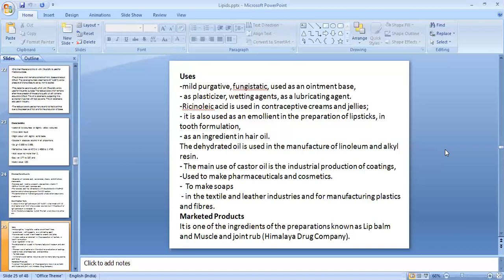And among the marketed products, it is one of the ingredients in the preparation of lip balm and muscle and joint rubs, especially in various preparations produced by Himalaya Drug Company. So that is about the pharmacognosy of castor oil.